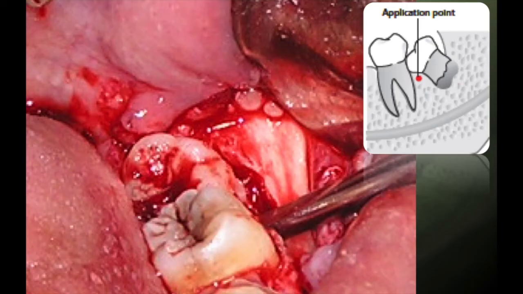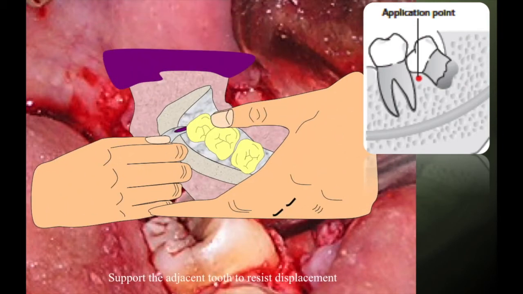Now, the points during the delivery of the tooth are the following. The application point reached during bone removal is for your instrument. This is your working space. Supporting the adjacent tooth not only resists its unnecessary displacement, but also gives you a tactile sense of the movement of the impacted tooth.